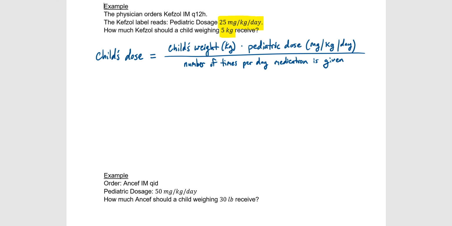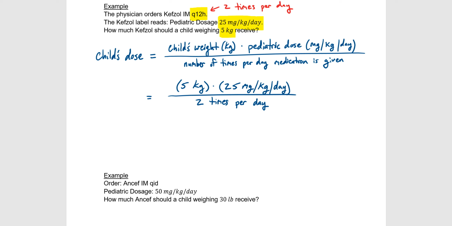So that's going to be every 12 hours. So we have to think, if it's every 12 hours, how many times per day is that, which is twice per day. So let's go ahead and plug all of that in here. So we have 5 kilograms times 25 milligrams per kilogram per day divided by 2 times per day.